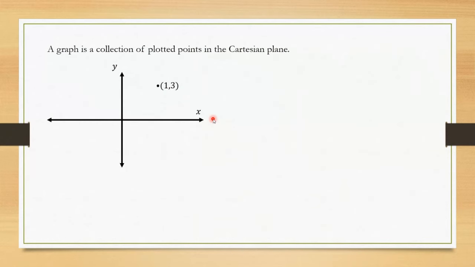Like, what's the formal definition of a graph? Well, a graph is just a collection of plotted points in the Cartesian plane. That's all it is by definition. So for instance, this is a graph I have, right? I just plotted one point. That's a graph. I mean, is it an interesting graph? Probably not, but it's still technically a graph.